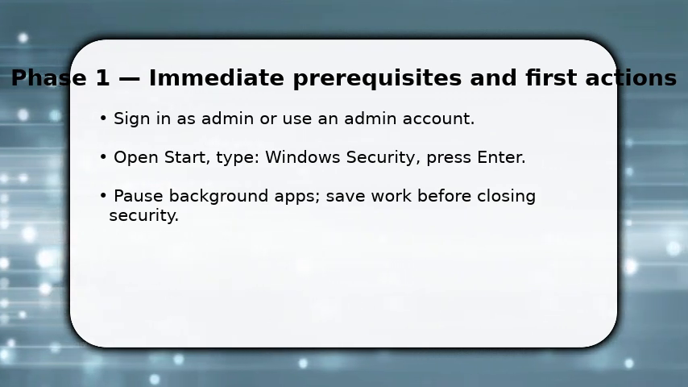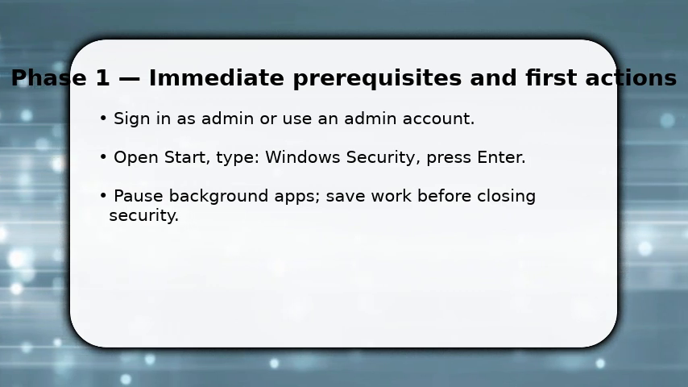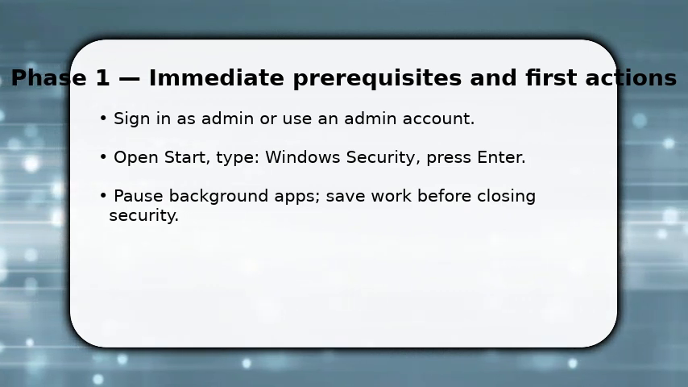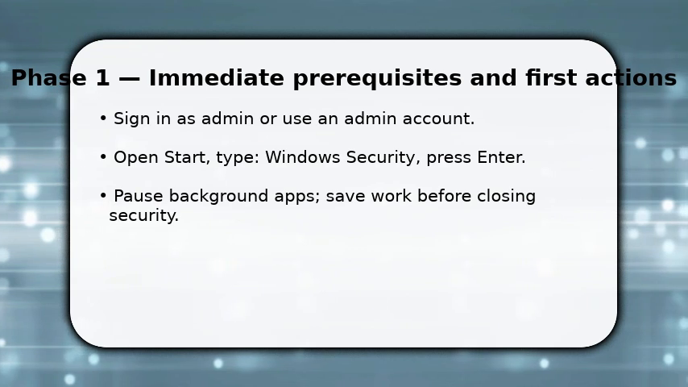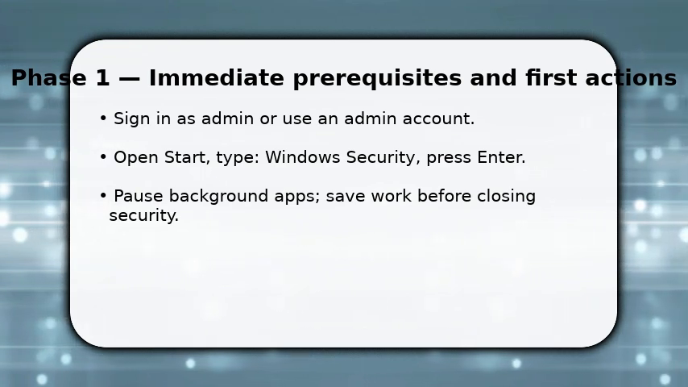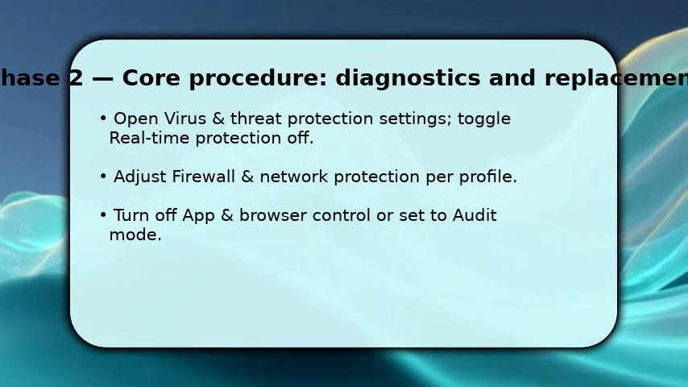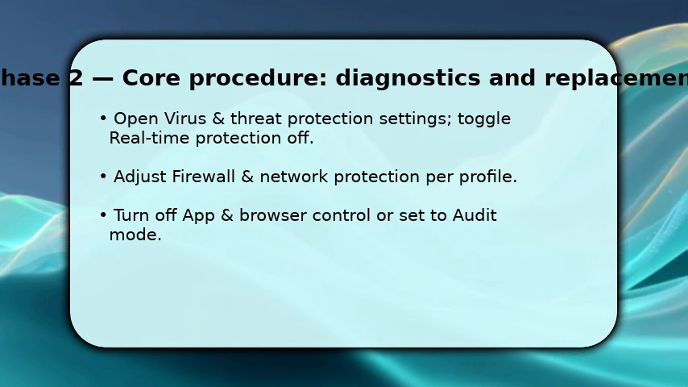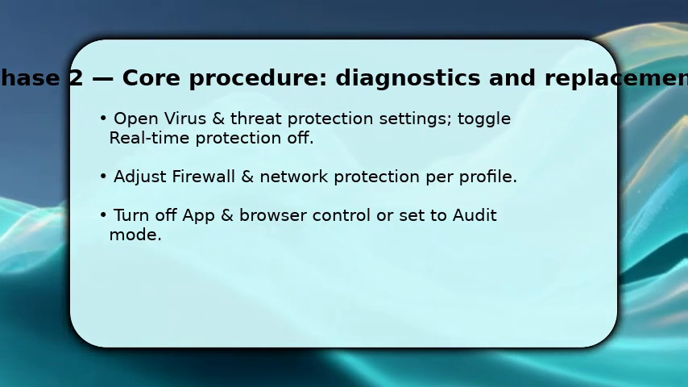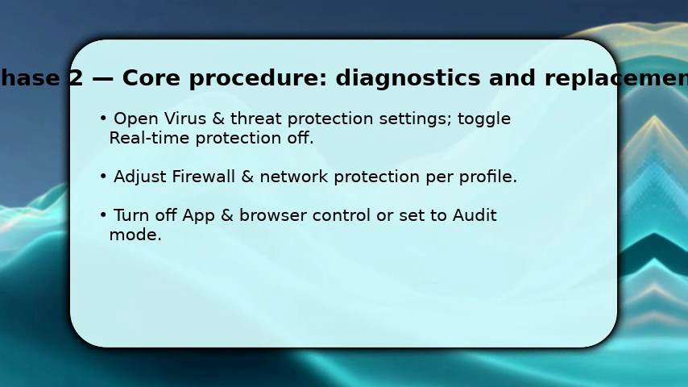Now, go to the main app window and be ready to turn off specific shields step by step. This avoids accidental exposure. You'll now disable the specific protections you identified. Open Virus and Threat Protection, click Manage Settings, and toggle Real-Time Protection off. This stops active scanning temporarily.